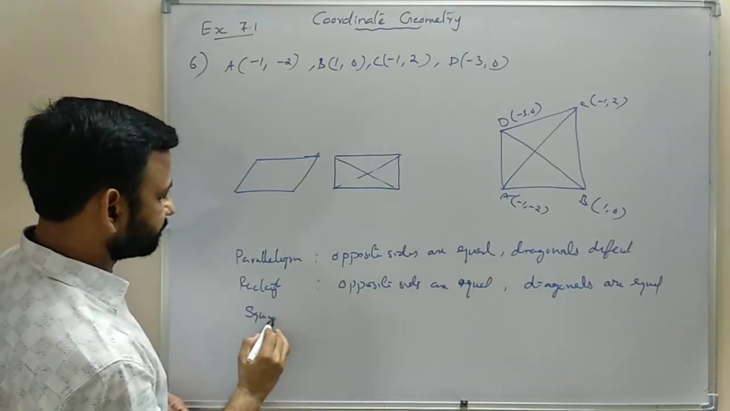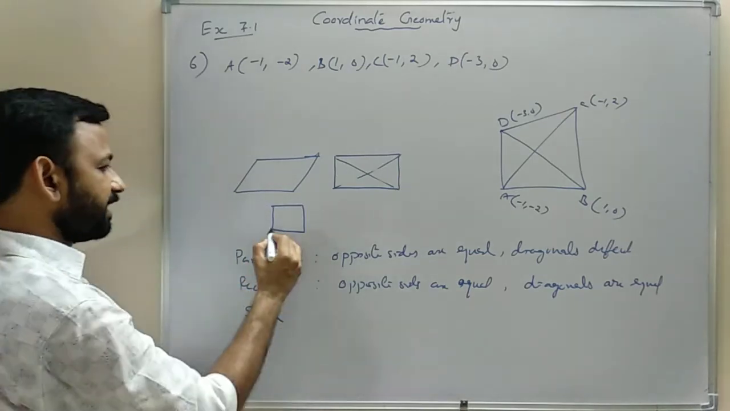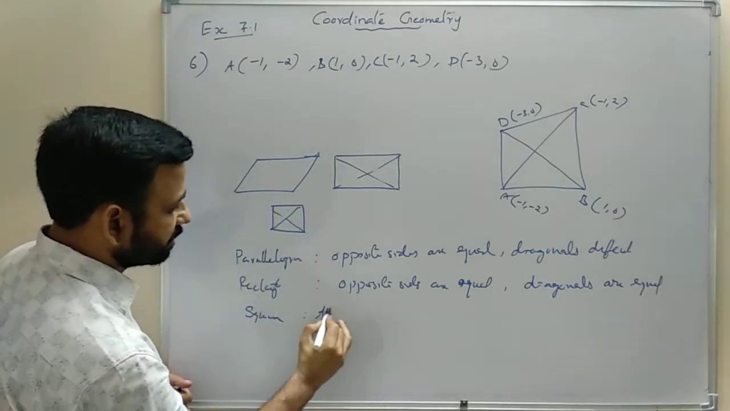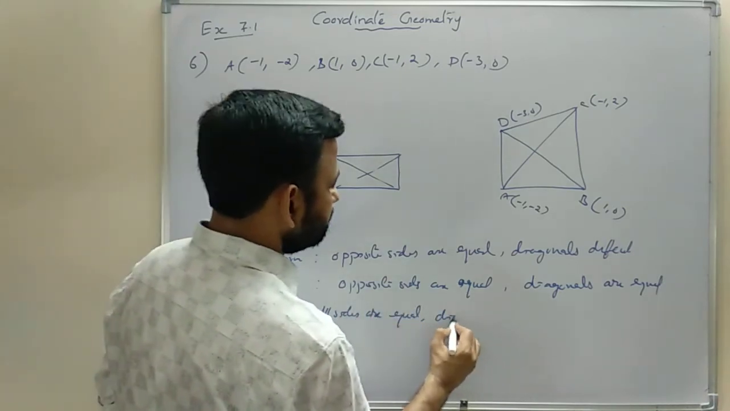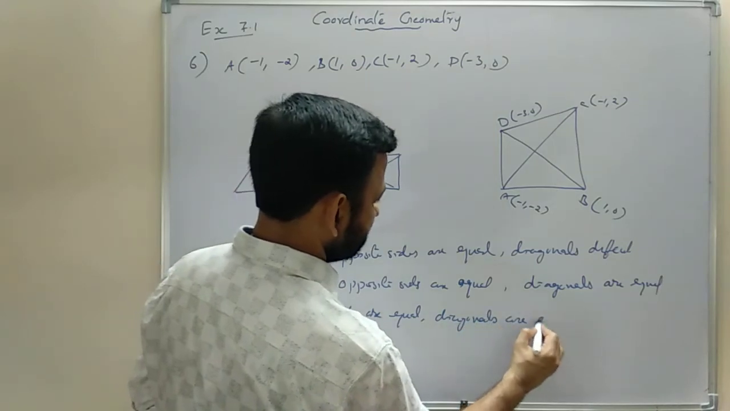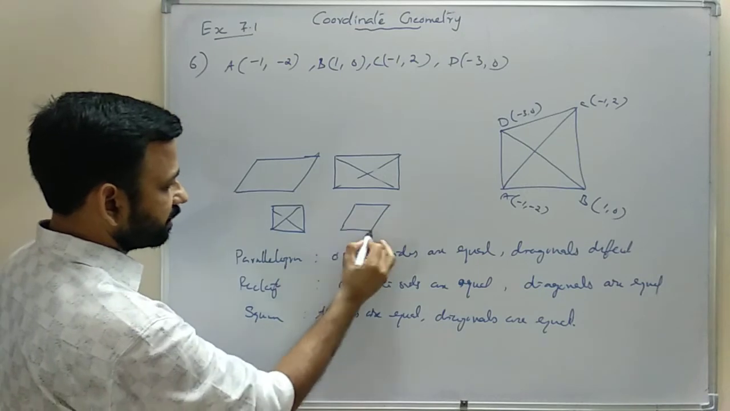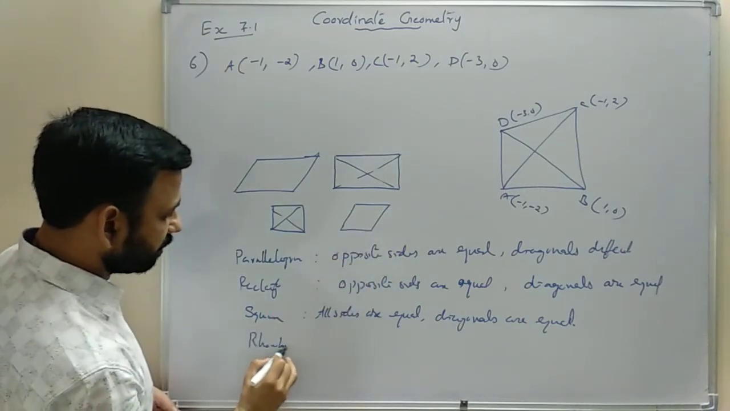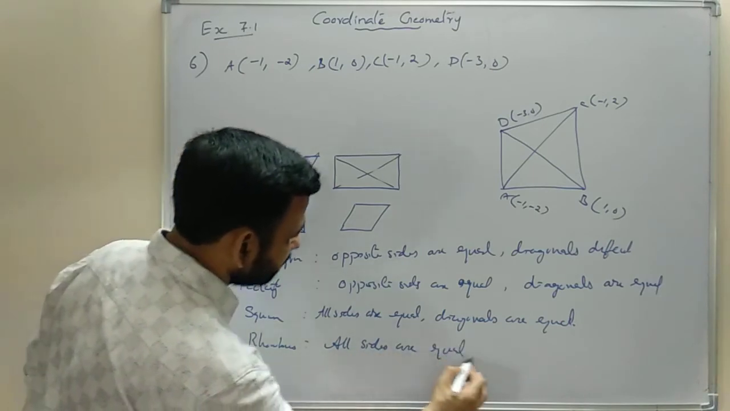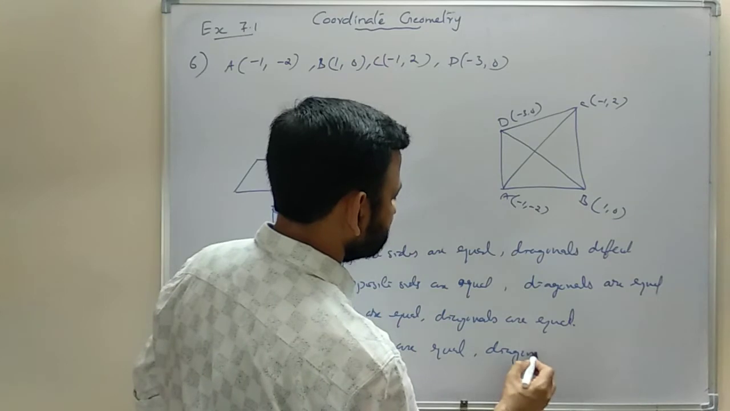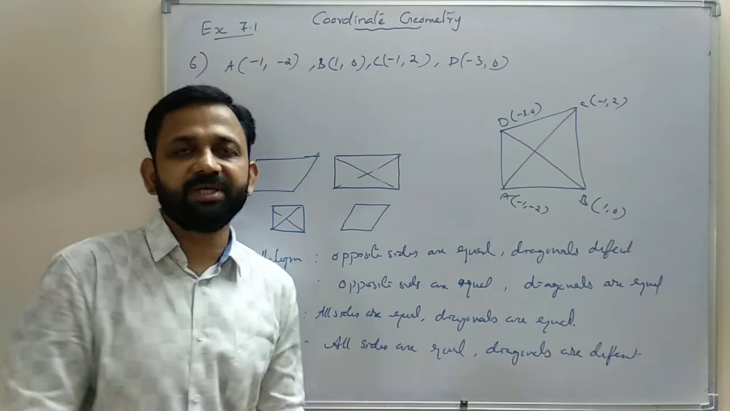Then square. In a square, all sides are equal, then diagonals are also equal. Then rhombus. In a rhombus, all sides are equal, but diagonals are different. So these are the different figures.